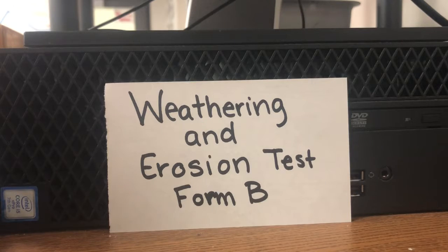Number 6. Which of the following processes most likely created the geological feature shown below? A. Water erosion. B. Plate movement. C. Chemical weathering.